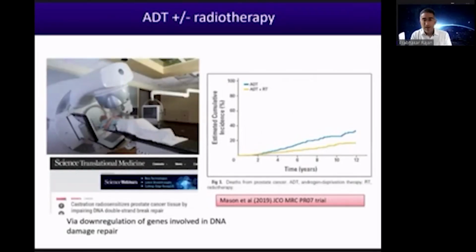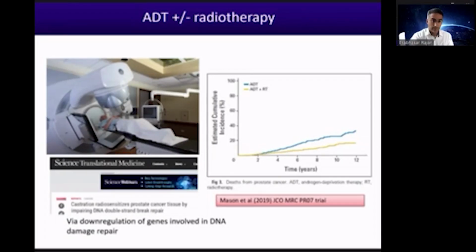So why is that important? Well, everybody knows that if you add radiotherapy to androgen deprivation therapy, which for a long time was really the standard of care for patients with prostate cancer, you improve patient survival. But no one really knows the reason. It is that castration downregulates genes that are involved in the DNA damage repair response. So that prevents the androgen receptor and associated molecules from being able to repair these double-strand breaks, allowing radiotherapy to improve cell death.